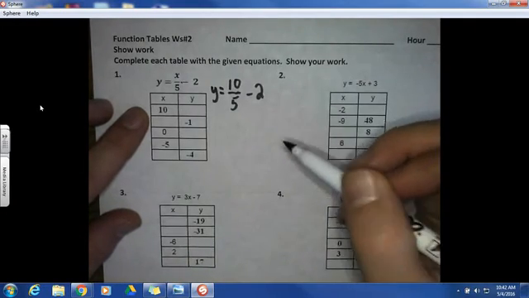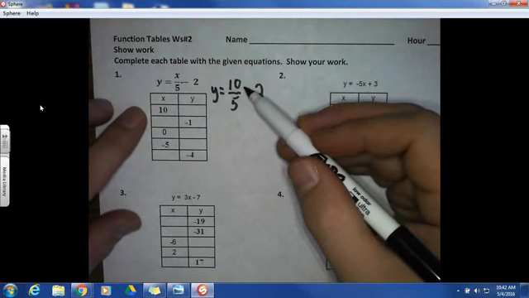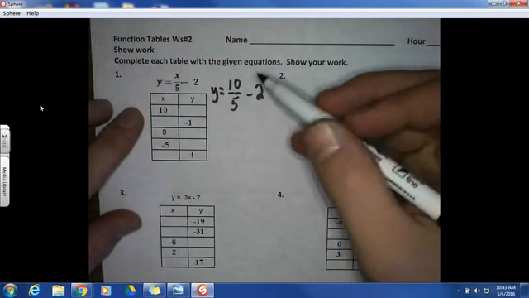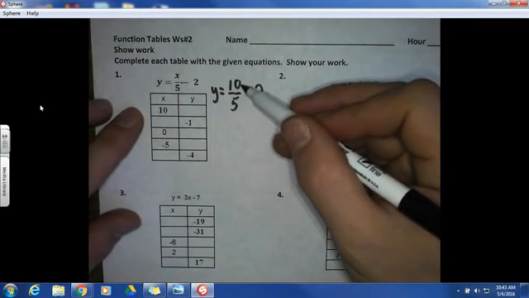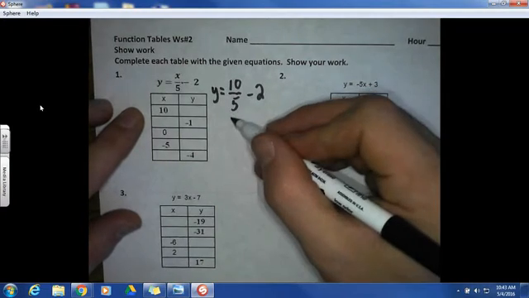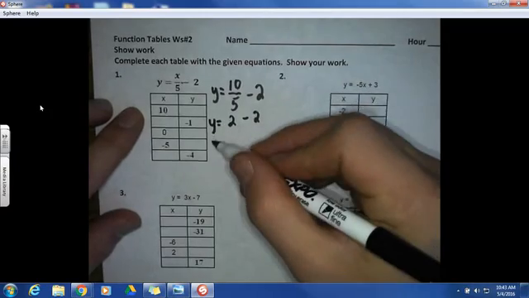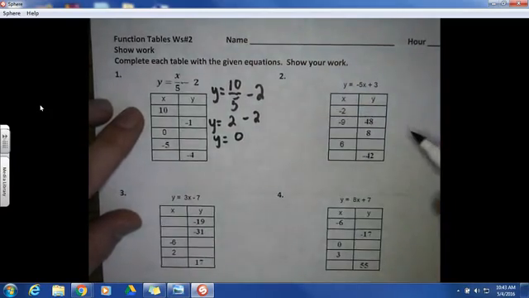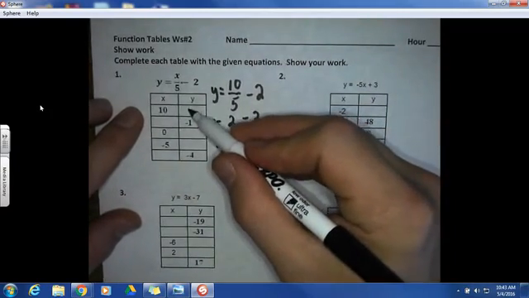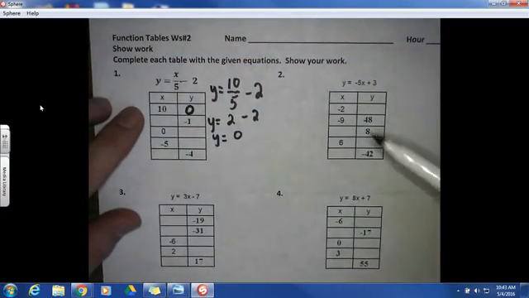I don't have to use a flowchart. I can just use order of operations to solve it. So 10 divided by 5 is 2. And then 2 minus 2 is 0. So we get y equals 0. So if x equals 10, then y equals 0. Alright?